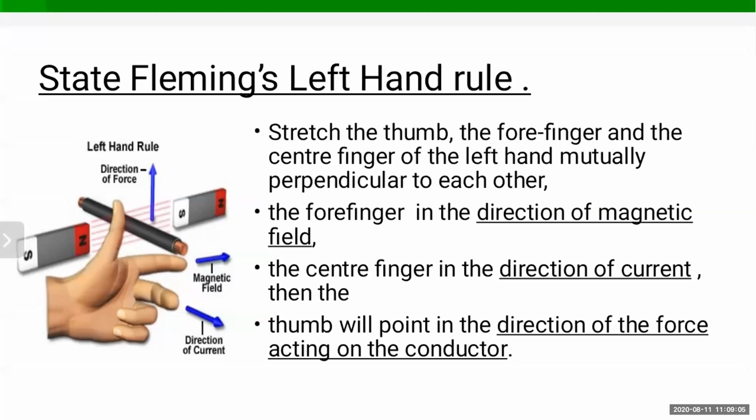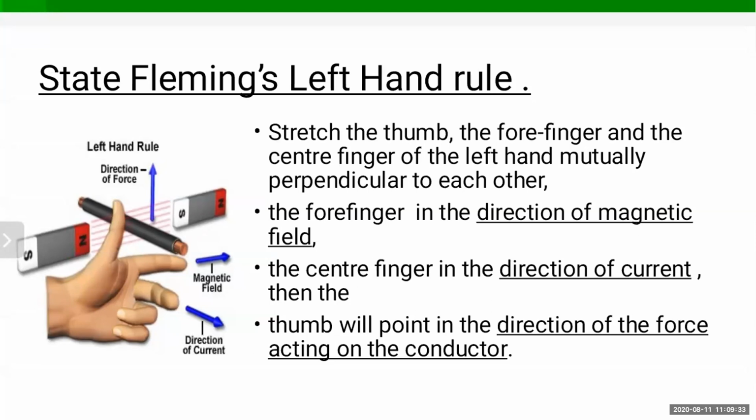There is a magnetic field, and one rod is there, that is the conductor. Stretch the fingers of your left hand in such a way that the thumb is in the upward direction and all the fingers are perpendicular to each other. The middle finger and index finger are stretched so as to be perpendicular to each other.